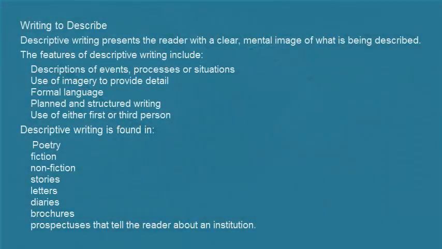Writing to describe. Descriptive writing presents the reader with a clear mental image of what is being described. The features of descriptive writing include descriptions of events, processes or situations, use of imagery to provide detail, formal language, planned and structured writing, use of either first or third person.